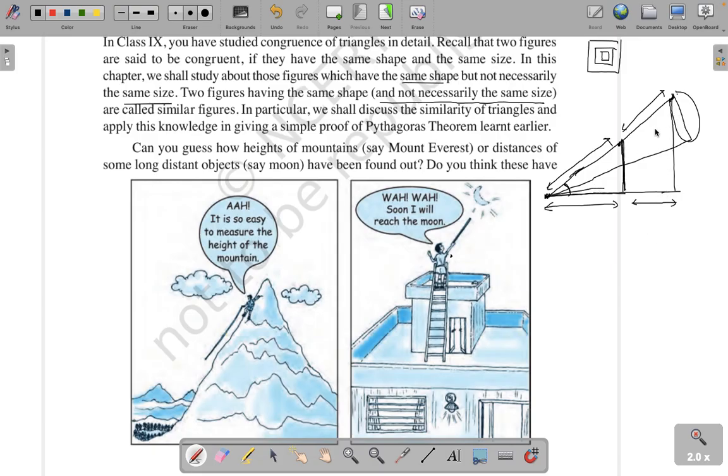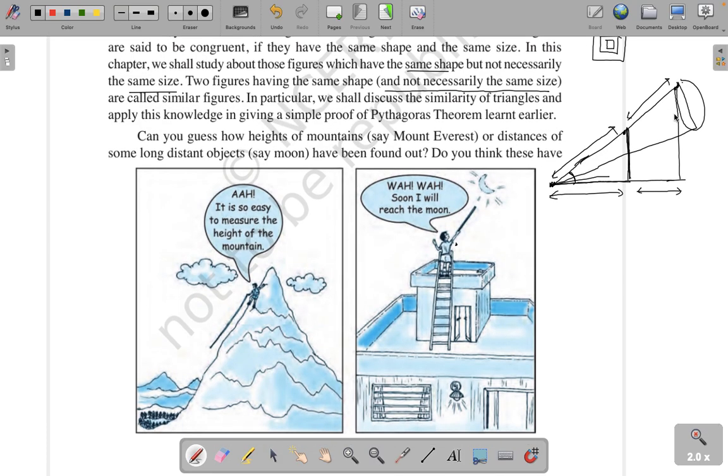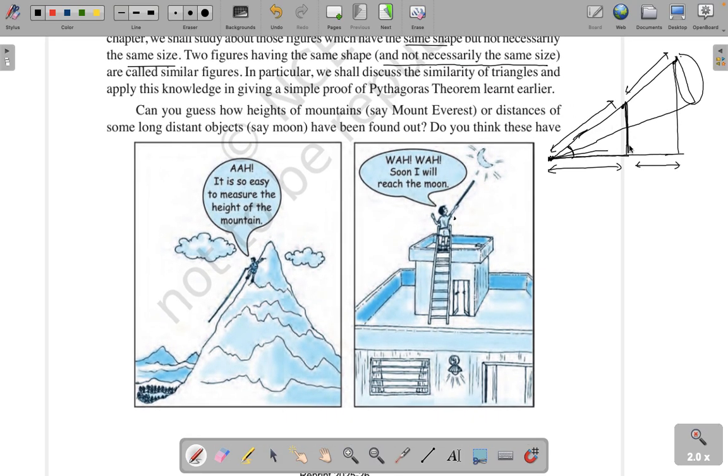Then again you do the same thing. So this is something that you have to know. If you know the diameter, you can compute this. If you know this, you can compute this. So this is one application of similarity, wherein you apply similarity of triangles.